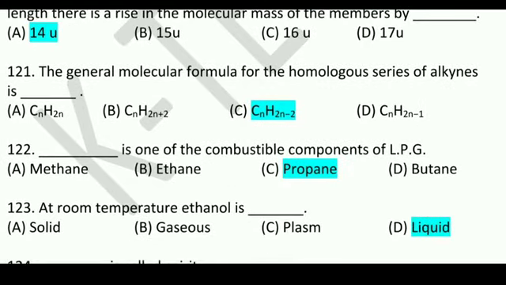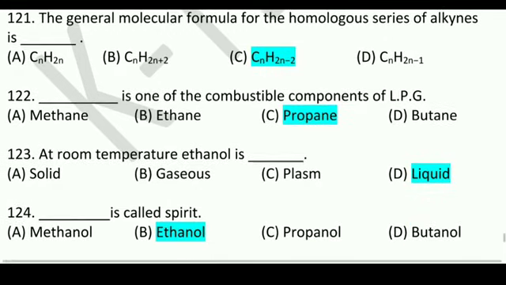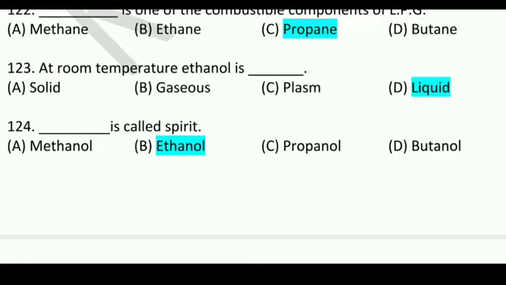The general molecular formula for the homologous series of alkynes is CnH2n-2. Dash is one of the combustible components of LPG. Propane. At room temperature, ethanol is dash. It is liquid. Dash is also called spirit. Ethanol.